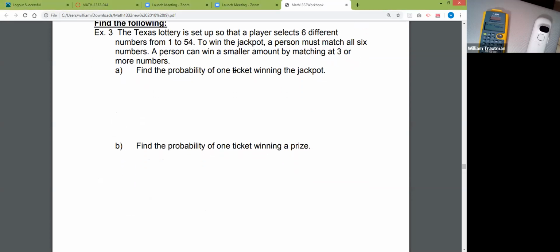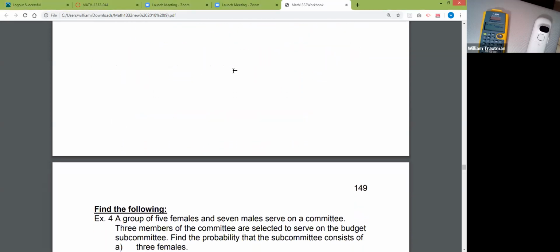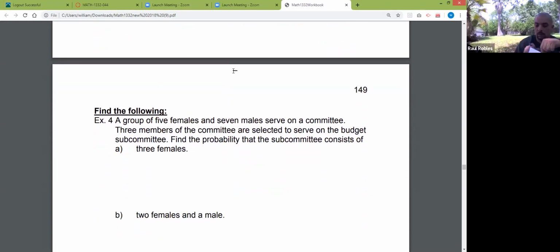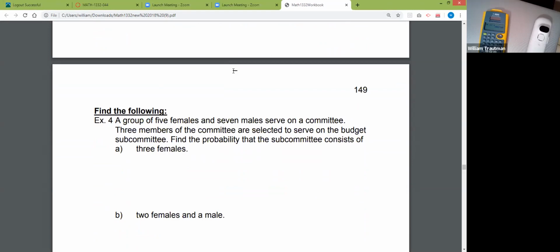Let's see what else we have. So the permutation and combination rule is really important. Permutation, the order matters. Combination, the order does not matter. And I want to put that back up here. Permutation, order matters. And combination, order does not matter.